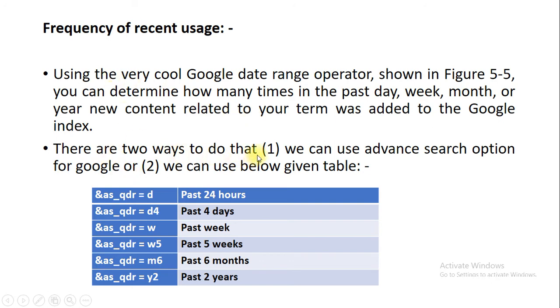There are two ways to do that. Number one, we can use the advanced search option for Google, or we can use the given table. We have two options through which we can get information on new content from a particular date. Either you can use the advanced search options available for the Google search engine, or you can use the given table to find that out.